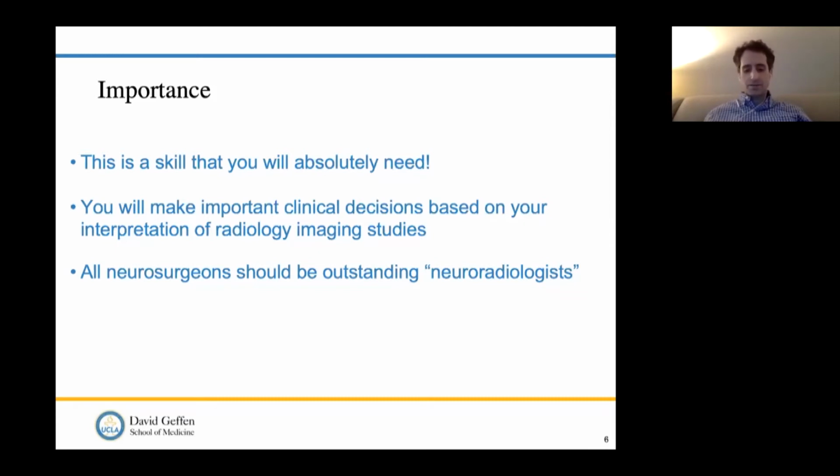This is something you absolutely will need, not just as a medical student or a sub-I or an intern or as a resident, but this is something that you're going to use throughout your career if you decide that you're going into neurosurgery or if you are a neurosurgeon. And all neurosurgeons should be outstanding neuroradiologists. We might not have the formal training of a neuroradiologist, but you really should strive to know the scans and be able to interpret the scans as best as you possibly can, because again, you will be making decisions independent oftentimes of a neuroradiologist's interpretation.